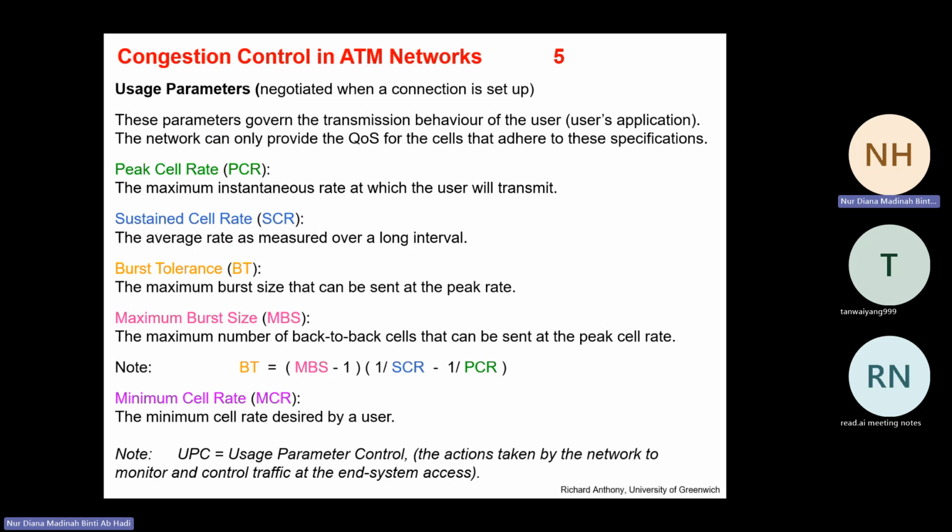Then you have your MCR, which is the minimum cell rate. UPC is the usage parameter control. This is the action taken by the network to monitor and control the traffic at the end system access.